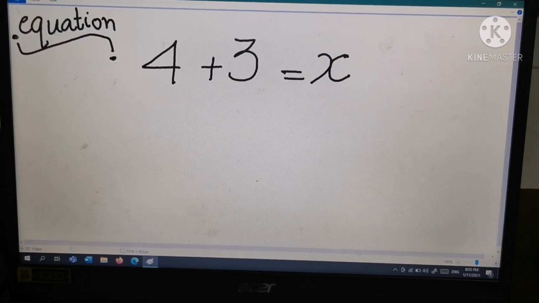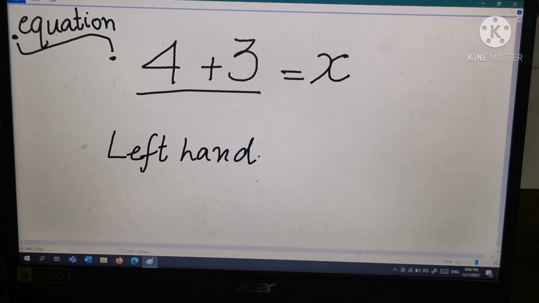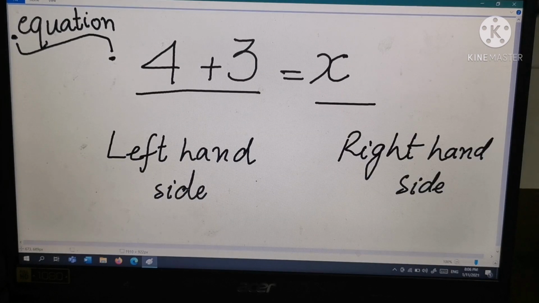Now I will tell you what an equation is. It is a mathematical statement consisting of an equal symbol between two algebraic expressions that have the same value. For example, 4 plus 3 is equal to X. Here 4 plus 3 is the expression on the left hand side, which is equal to the expression X on the right hand side.